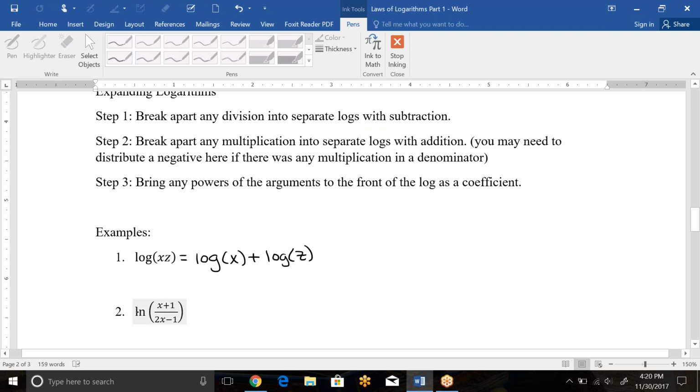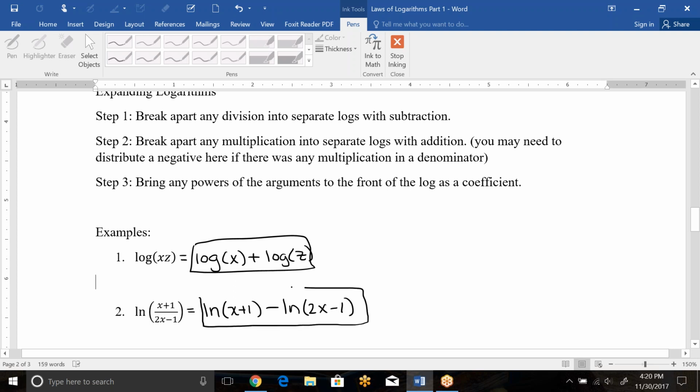For the next one, it's big natural log, and it's got division, so that means when we break it apart, it should be subtraction between them. So natural log of x plus 1, since the top one always comes first, minus natural log of 2x minus 1. So that's our first two. So we've expanded those out. And I know I'm done because there were no powers on any of my arguments, and I don't have any multiplication or division inside any argument.